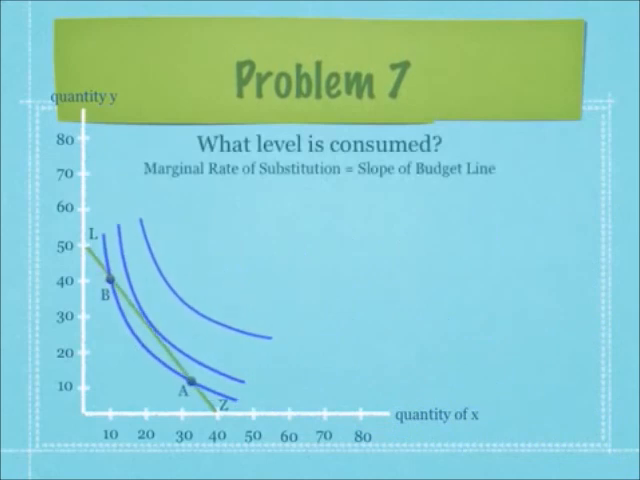What level is consumed? The marginal rate of substitution is equal to the slope of the budget line at what point? They don't give you this, but it would be at point C. The marginal rate of substitution is equal to the slope of the budget line. So let's look at it this way. If we look at the slope of the budget line at point B, they're not the same. In fact, the marginal rate of substitution is much steeper at B than the budget line. At C, the budget line is steeper than the marginal rate of substitution. And at C, it's just right.